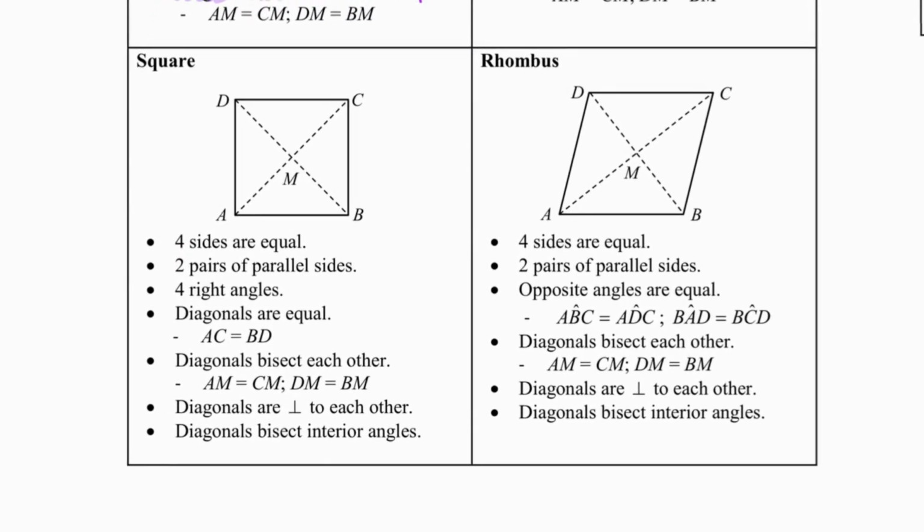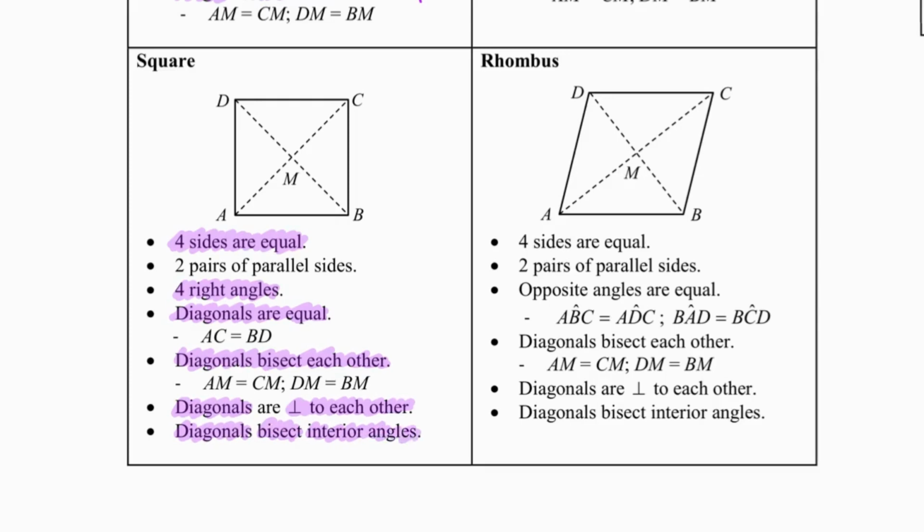Okay, for the square, what are the properties that we always like to use? The four sides are equal. We also like to use the four right angles. The diagonals are equal. The diagonals bisect each other. And the diagonals are perpendicular to each other. And the diagonals bisect the interior angles.